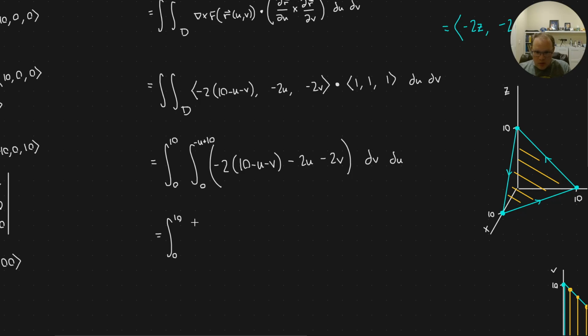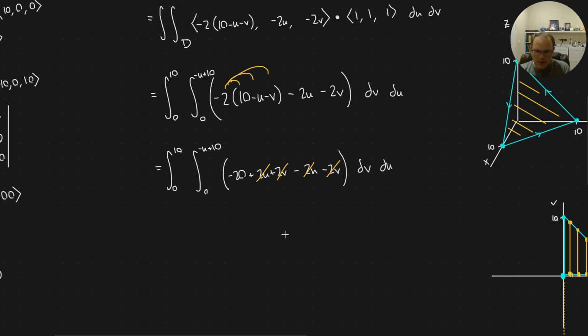And I won't evaluate the integral all the way, but I will take one more step here to simplify the integrand. If we distribute that negative 2, I get negative 20 plus 2u plus 2v, and then minus 2u minus 2v. So the 2u cancels with the 2u, the 2v cancels with the 2v. And so I just have a very straightforward, very simple double integral. Okay? So hopefully that process made sense.